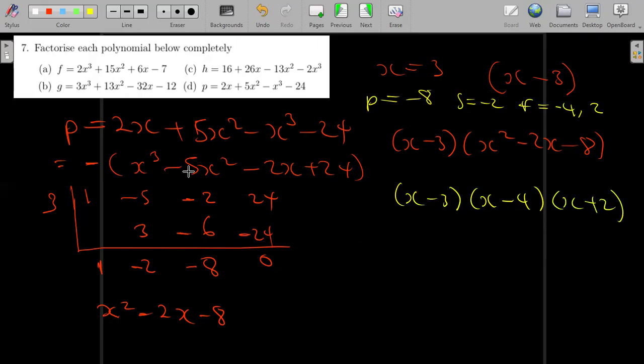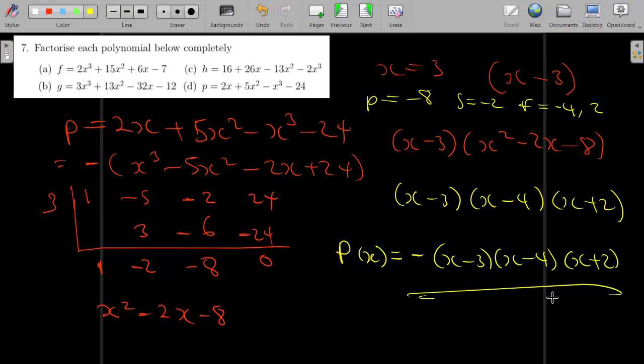And remember that negative sign which we had factored out. So this means that p of x factorizes to negative, times x minus 3, times x minus 4, times x plus 2, and this is how you factorize this completely. That's how you factorize polynomials completely, by using synthetic division.